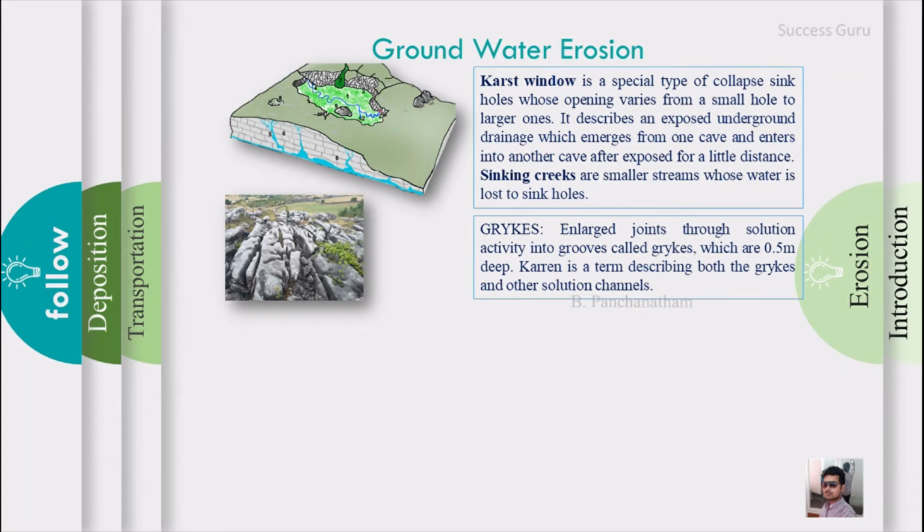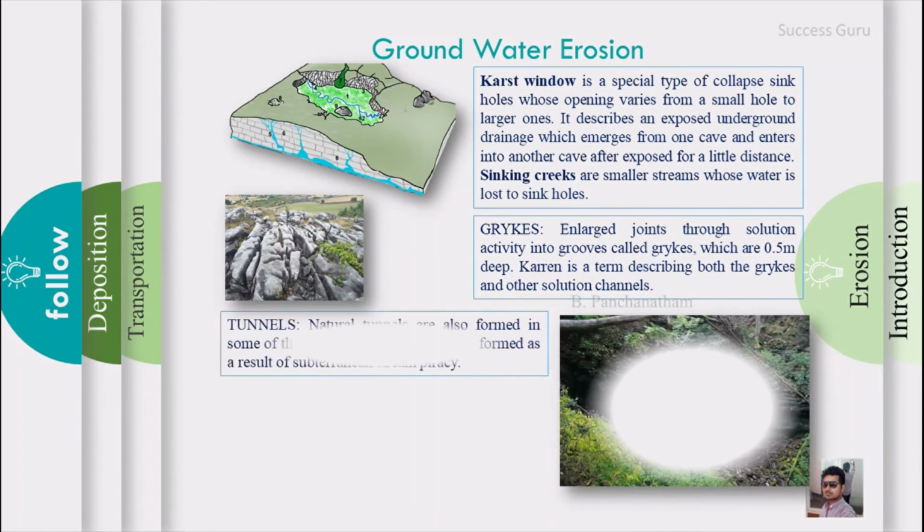The grikes are the ones which we had talked about earlier, but we are explaining it here. The grikes are the enlarged joints, through solution activity, in grooves called the grikes. So when a joint has been enlarged with the solution activity, that forms the grikes, which are say 0.5 meter deep. Karren is a term that describes both grikes and other solution channels. That is the generalized term.